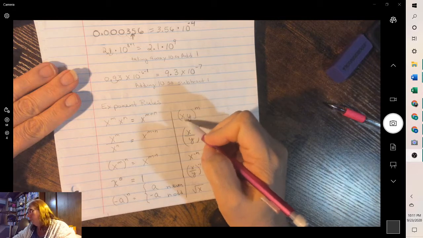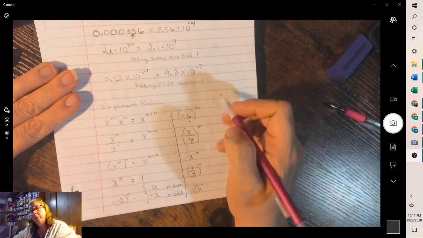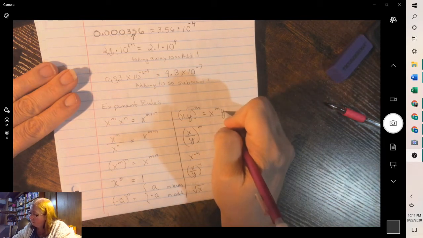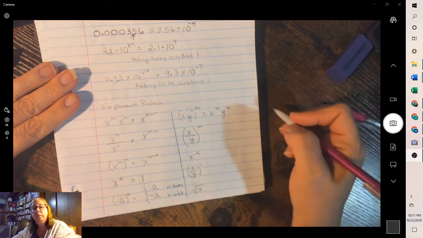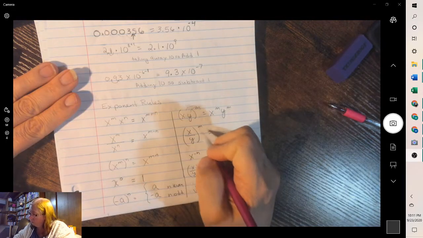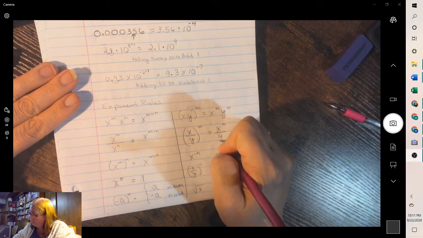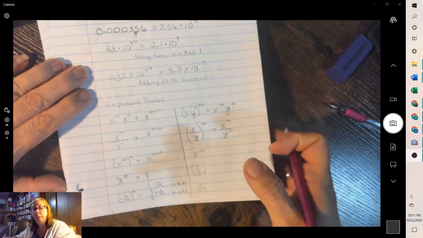When you have all multiplication, you can distribute your m. So it's x to the m, y to the m. But that only works when it's multiplication. Same thing with division. X to the m, y to the m. You cannot use addition or subtraction with that rule.